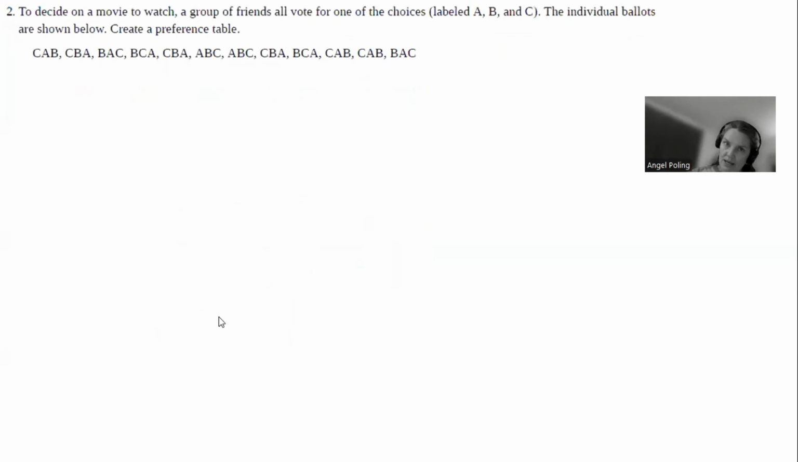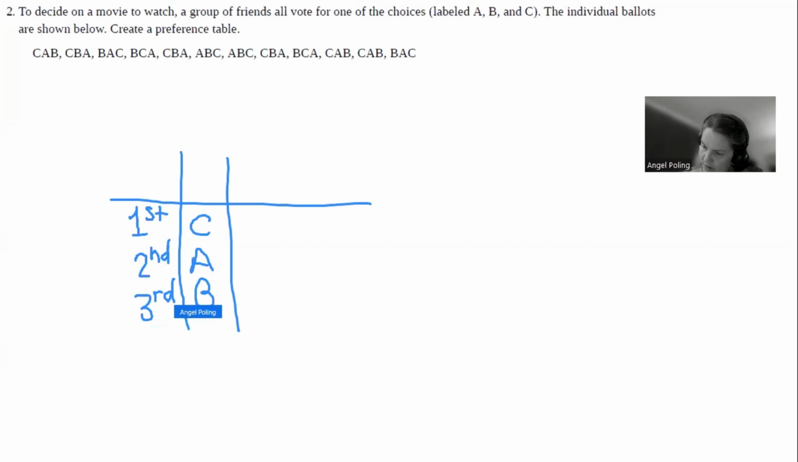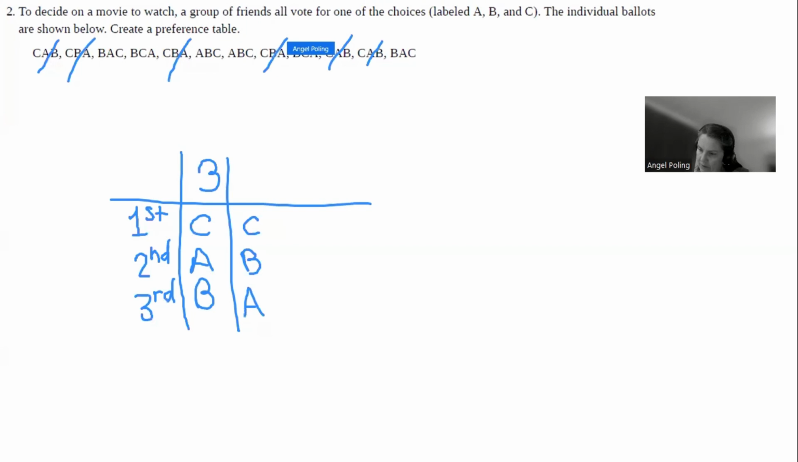Let's see. The second one, we have a group of friends that are voting for movies. We have a C, A, B option as their first, second, and third choice. And there are 1, 2, 3 votes for CAB. We have the CBA group, which is 1, 2, 3.